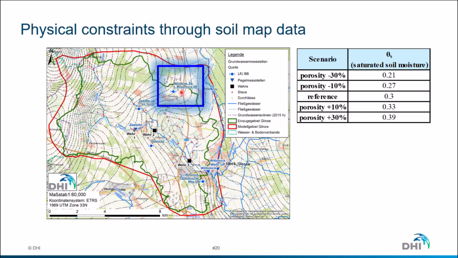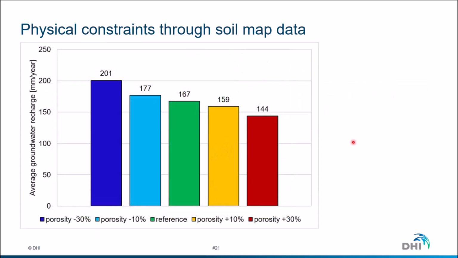We also use this example now for an upcoming publication, and we wanted to see what changes of the porosity mean for the actual dynamics in the simulated groundwater heads. And we varied the reference run with a saturated soil moisture of 0.3 by 10 and 30% plus and minus. And you can see that the averaged groundwater recharge in millimeter per year already is influenced quite significantly. So the lower the porosity, the faster the water percolates downwards, and the higher is the actual recharge for your model.